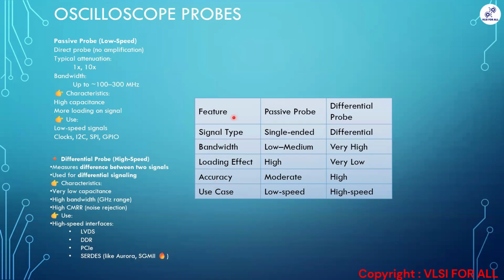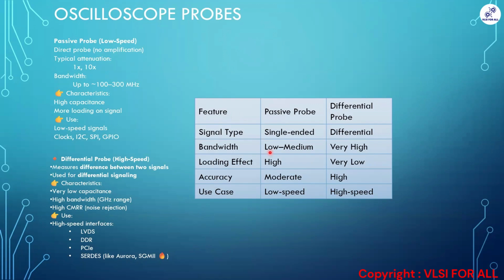If you want a quick summary of the passive probe and differential probe: the signal type in the passive probe is single-ended, and the signal type in the differential probe is differential. Coming to the bandwidth, passive probes have low to medium bandwidth, like 100 to 300 megahertz.